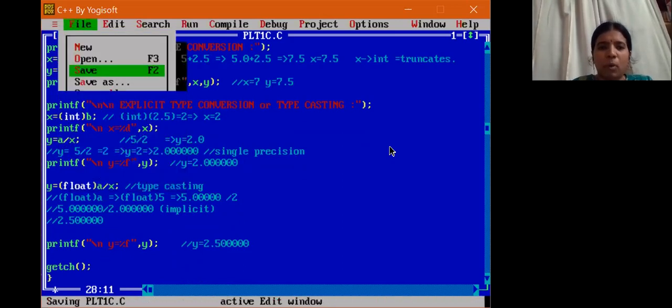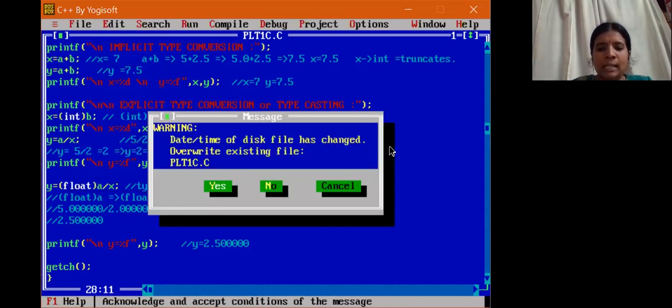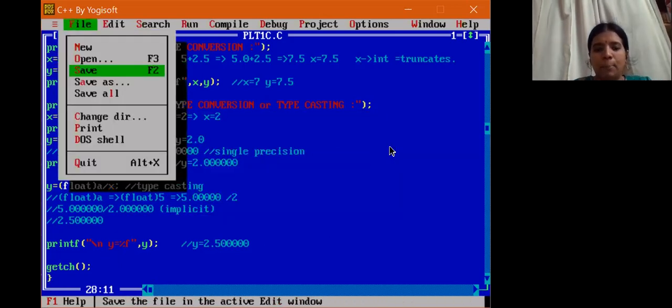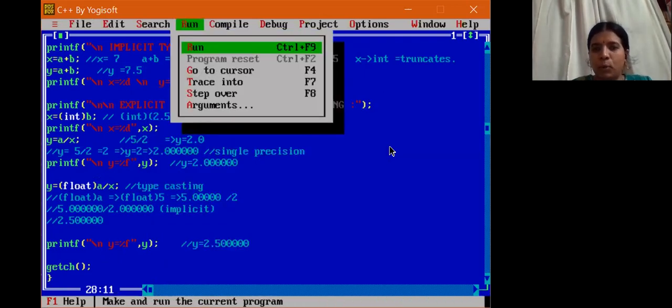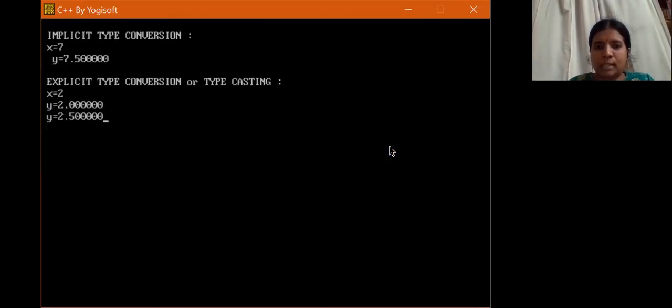Because we made a lot of modifications to the source code, let's save the program and compile it to see if there are any errors. Since the program ran with no errors, it's time for us to run the program and see the output. The output is clearly seen on your screen: x stores 7 and y stores 7.5. That's an example of implicit conversion, and the example of explicit conversion is all there on your screen.